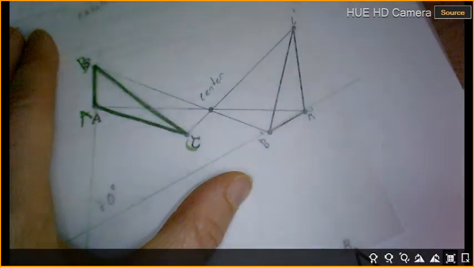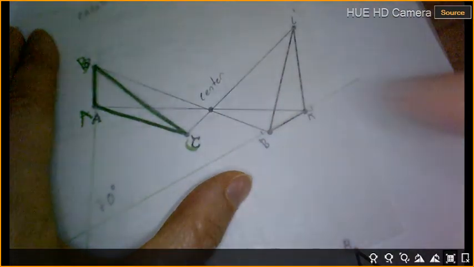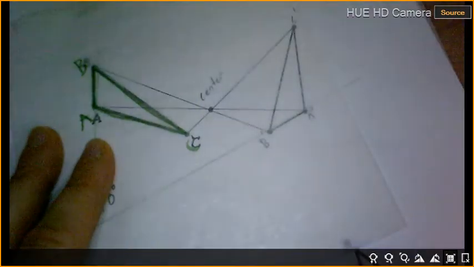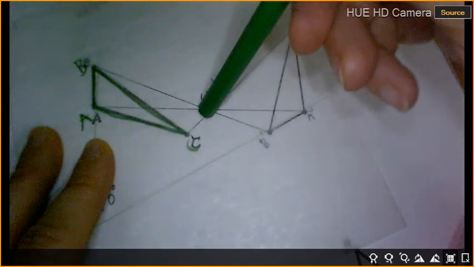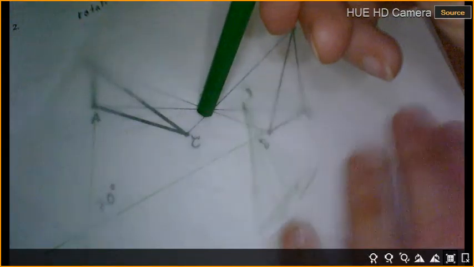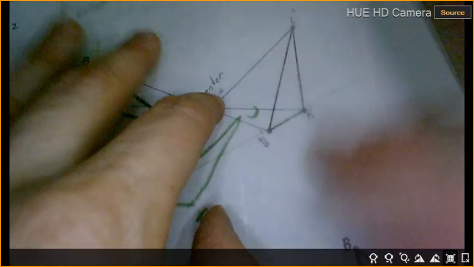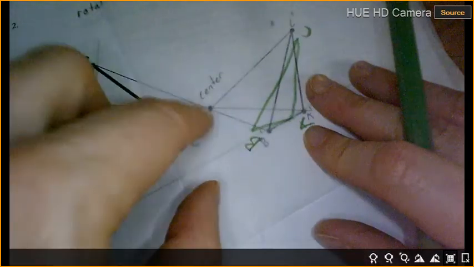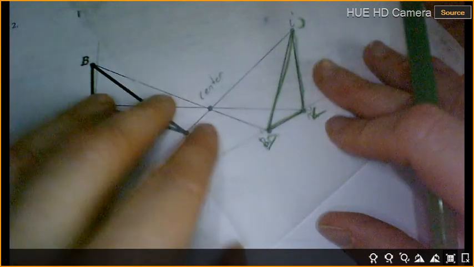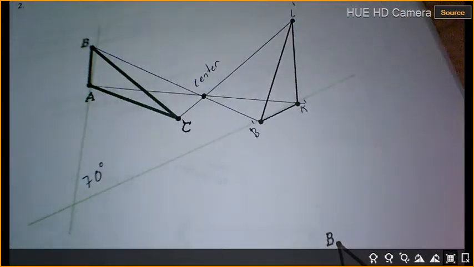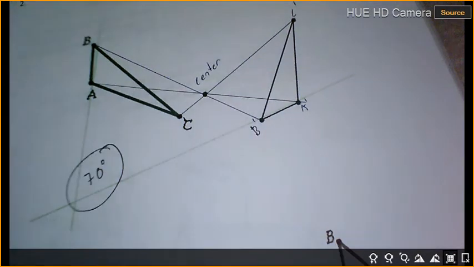The reason I'm doing this is because I want you to see. That's my center. We're rotating it. It's really hard to do this on here, but it'll hit here. But if I rotate it 70 degrees, I get it. This is really hard to do. So my rotation is 70 degrees. That's my center.